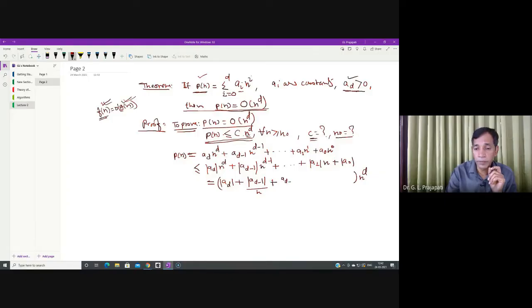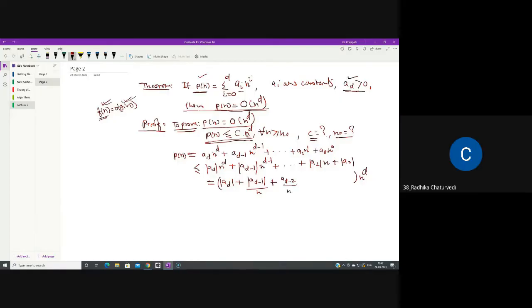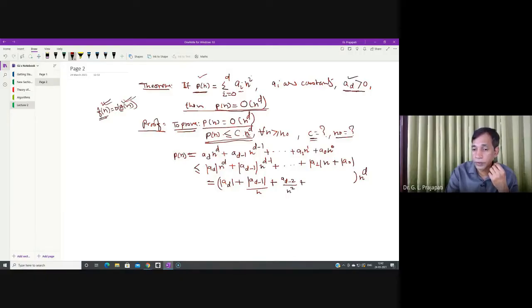Then if you have |ad-2| upon, what will you have? n square. So like this, if you go up to |a1| divided by n to the power d minus 1, yes or no? This is a1.